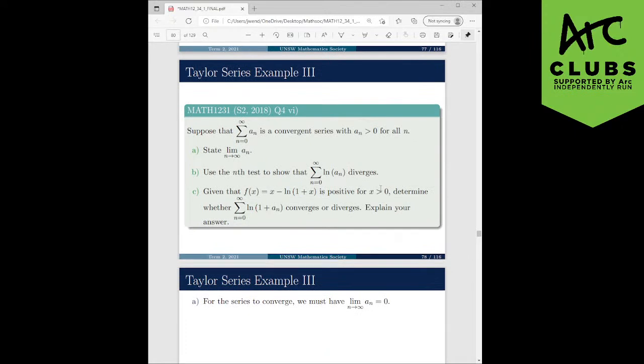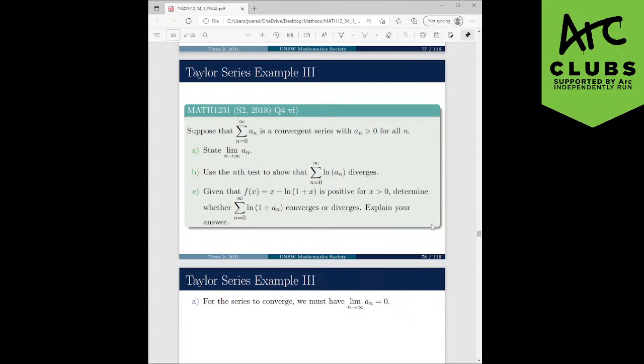Part C. Given that your f of x is equal to x minus ln(1 plus x), they tell you it's positive for x being greater than 0. Determine whether or not the infinite series of ln(1 plus an) converges or diverges and explain your answer. The ln(1 plus an) is, of course, really suspiciously in your f of x. It's the second term right there.